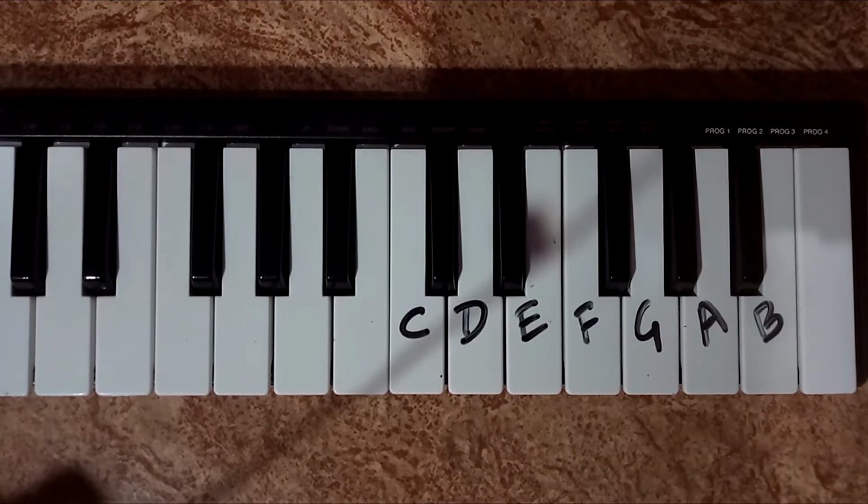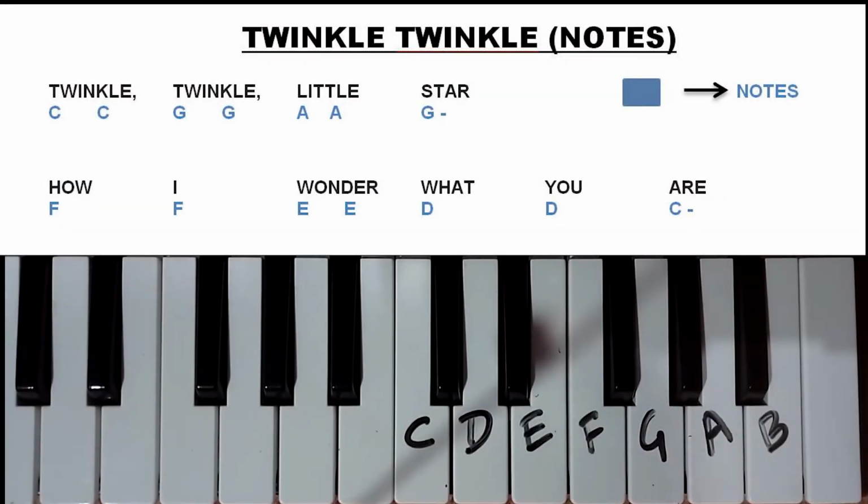Okay, now we are ready. Let's follow the notation and play the song. Read the notation of first line. C, C, G, G, A, G. Now play the notes. C, C, G, G, A, G.